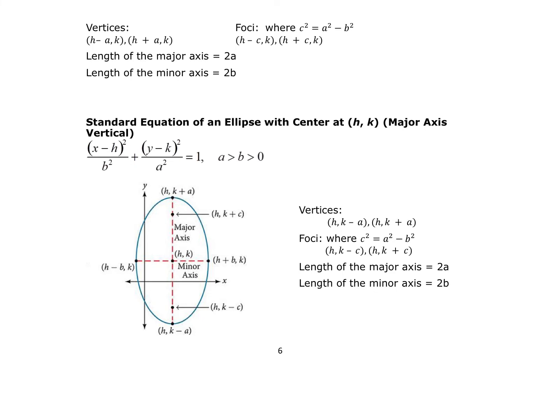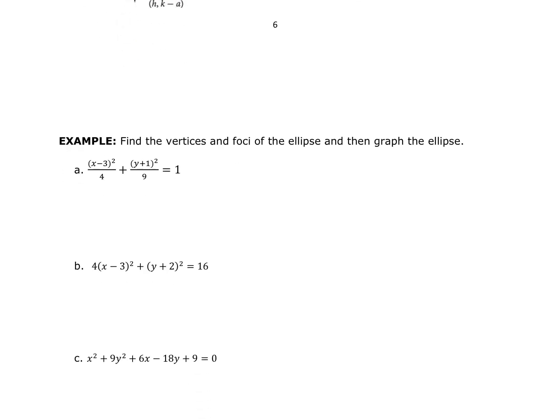Similarly, if I have the equation centered at h, comma k, and my major axis is along the y or parallel to the y, then notice that my larger value a is underneath the y, and my smaller value, which is b, is underneath the x. The length of the major and minor axes don't change. The only real difference is that when I find my foci, I take k and add or subtract c. When I find my vertices, I take k and add and subtract a. It's really the only difference.